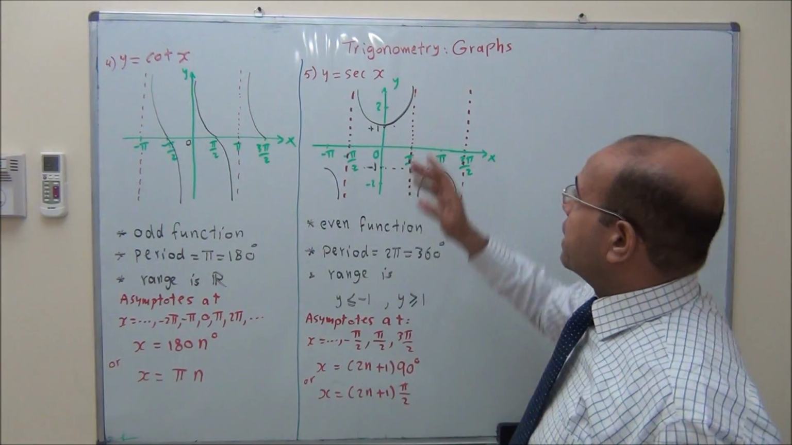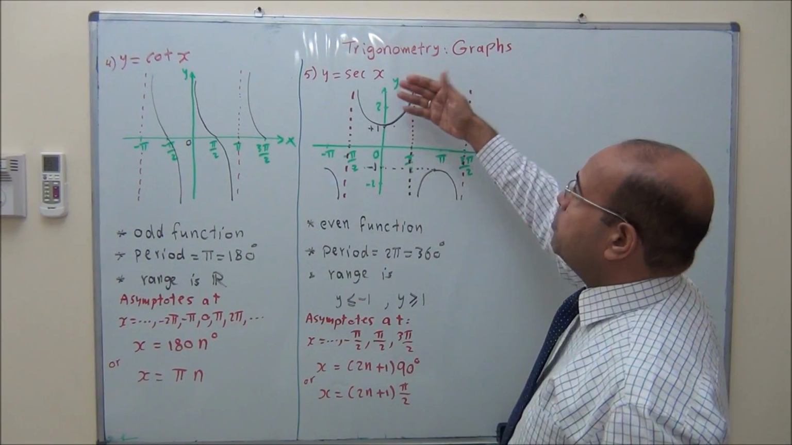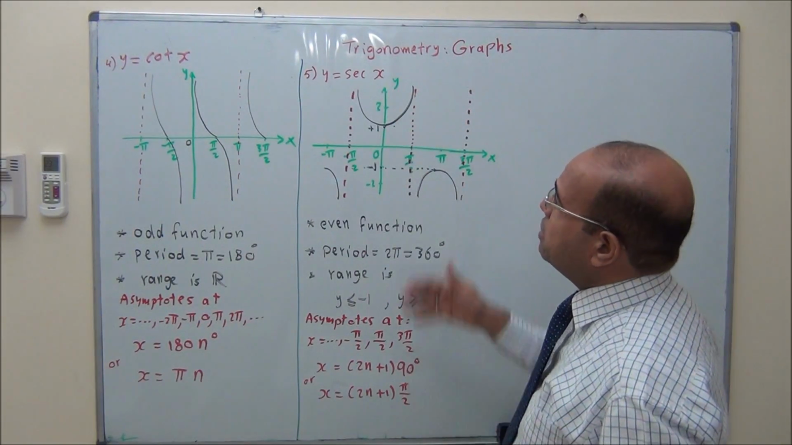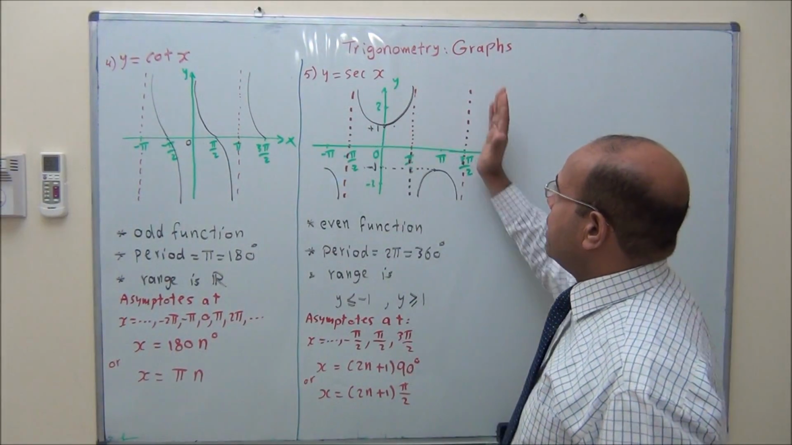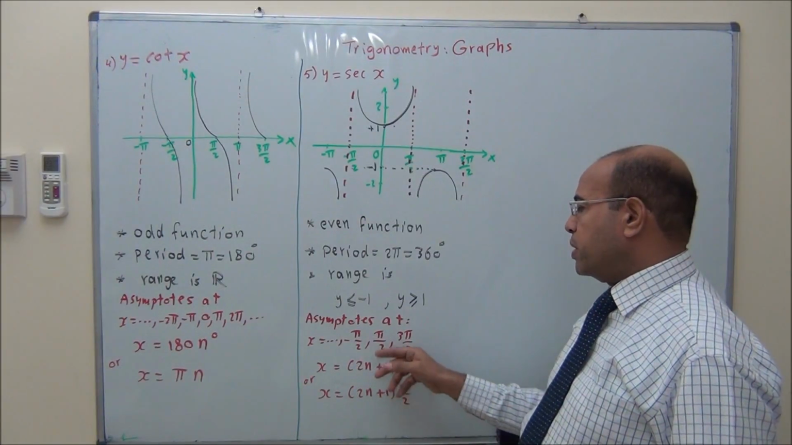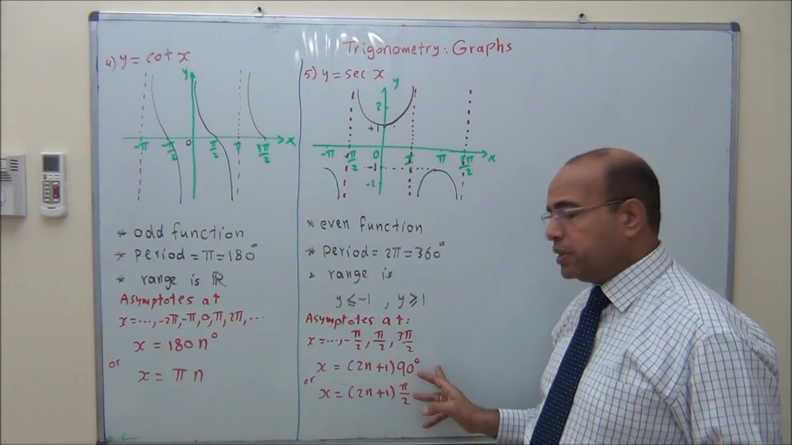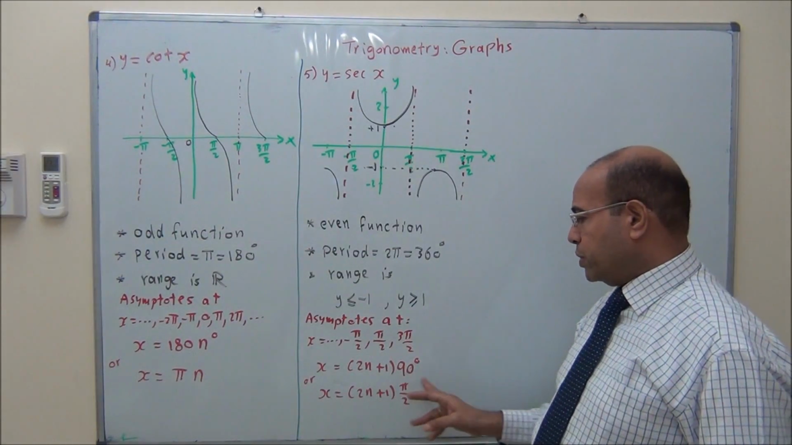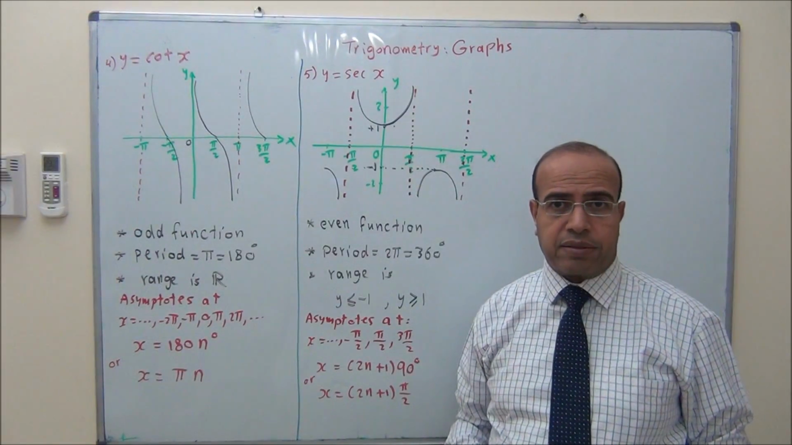The graph does not intersect x equals pi over 2. It means sec pi over 2 is undefined, sec negative pi over 2 also is undefined, so those are asymptotes. So the asymptotes are when x equals negative pi over 2, 3 pi over 2, and so on, or x equals (2n plus 1) times 90 degrees, or x equals (2n plus 1) times pi over 2. This is the graph of sec x.